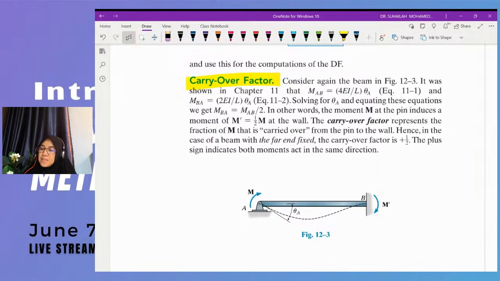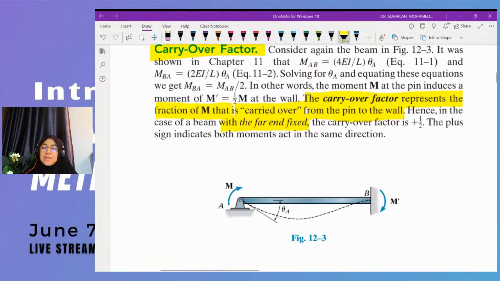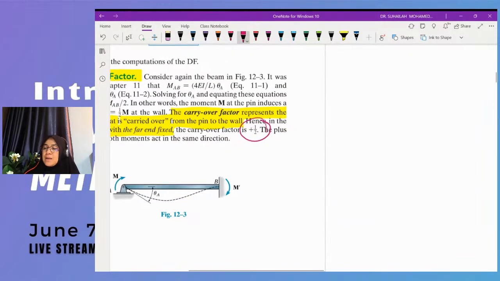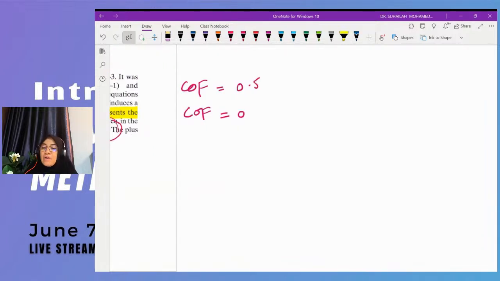The carryover factor represents the fraction of M that is carried over from the pin to the wall. Hence, in the case of a beam with far end fixed, the carryover factor is 0.5, or half. Please remember there are two values of carryover factor: 0.5 and 0.